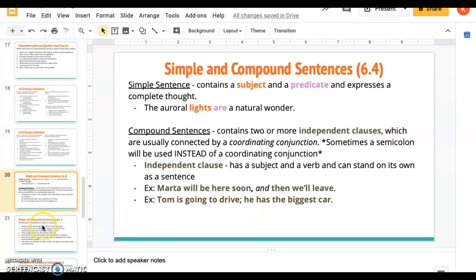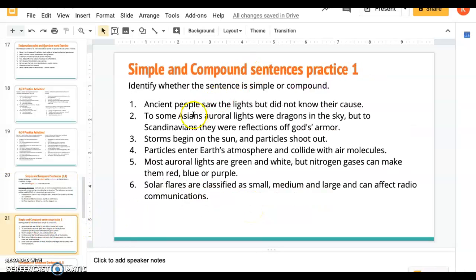So let's look at our examples here. Identify whether the sentence is simple or compound. That's all we're doing here. Remember, just because it's long does not mean that it is compound. It has to have two independent clauses and either a semicolon or a comma and a coordinating conjunction.